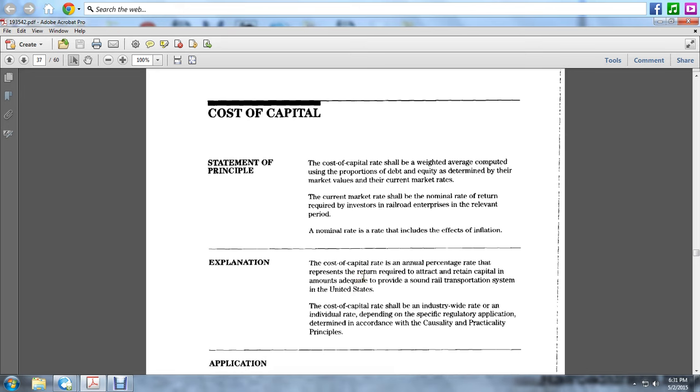Explanation. The cost of capital is an annual percentage rate that represents the return required to attract the capital amounts adequate to provide a sound transportation system in the United States. The cost of capital should be an industry-wide rate or an individual rate, depending on the specific regulatory application, determined in accordance with the causality principle.